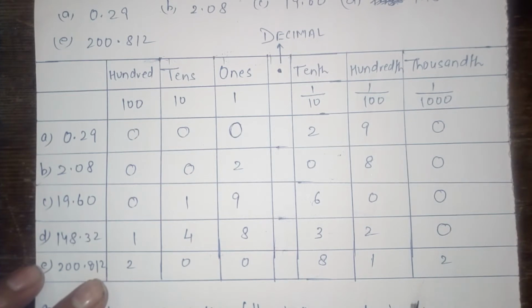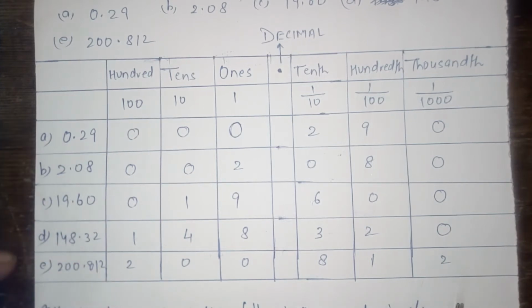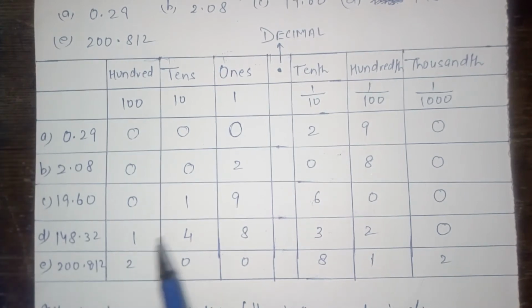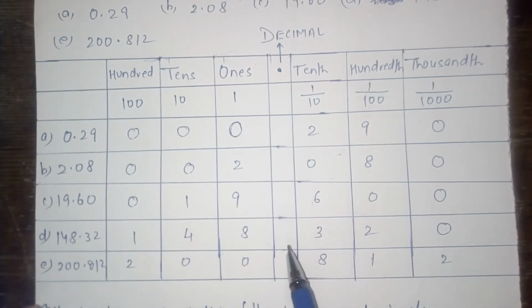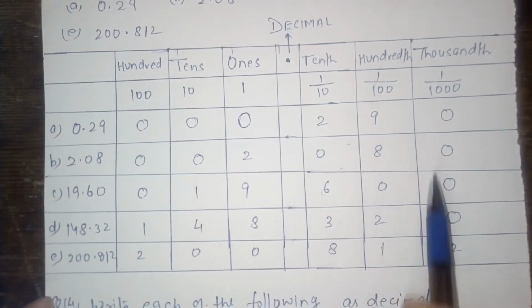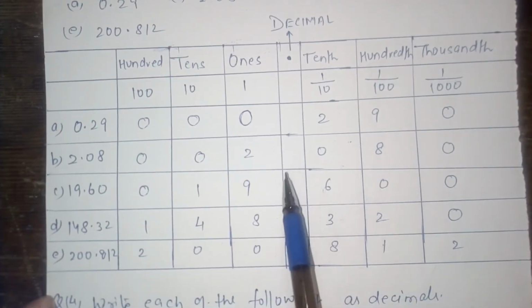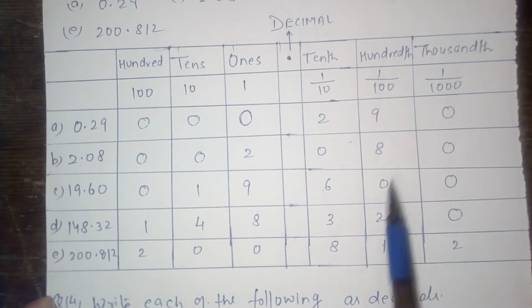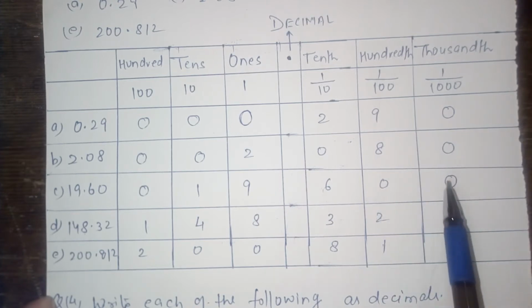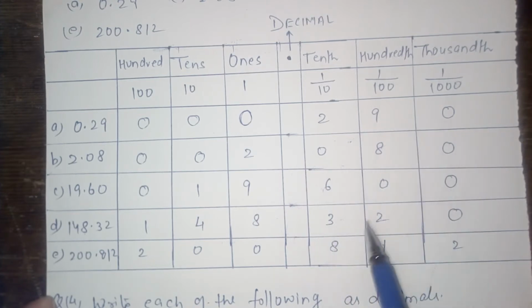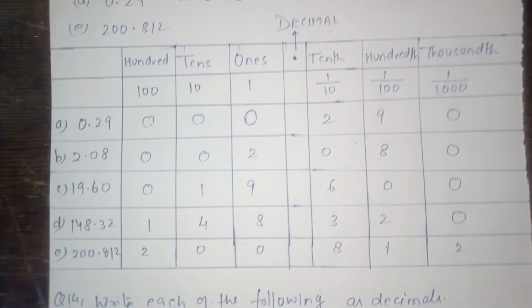After arranging all these decimal numbers in the place value table, there will be some blank boxes. In these blank boxes we will write 0, as you are looking. So this is your first question.